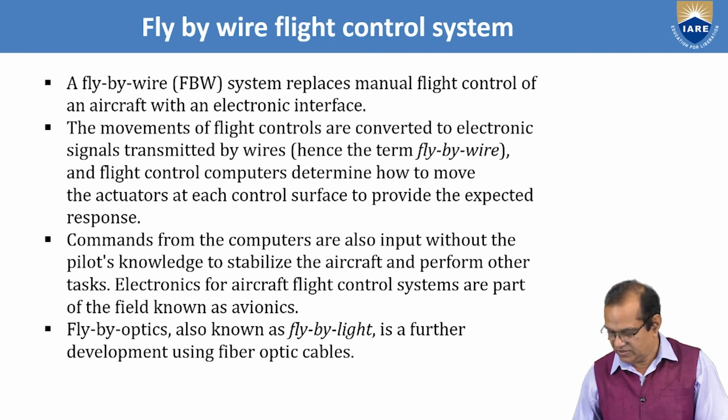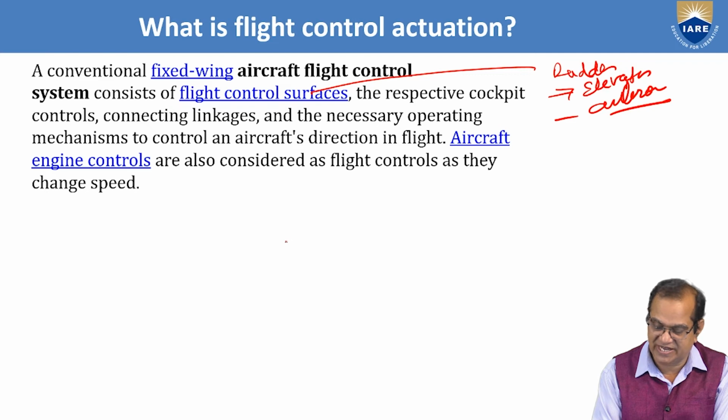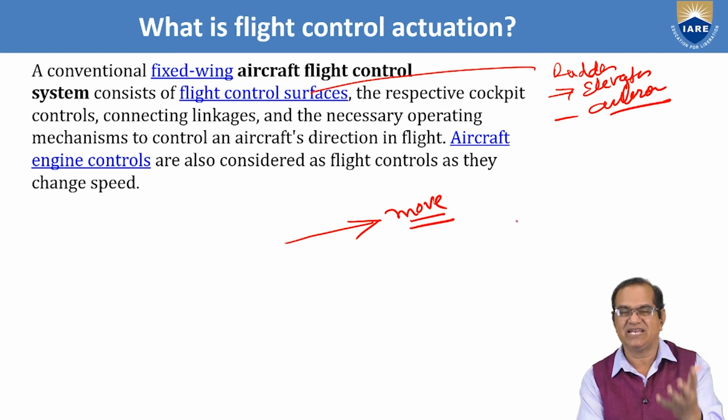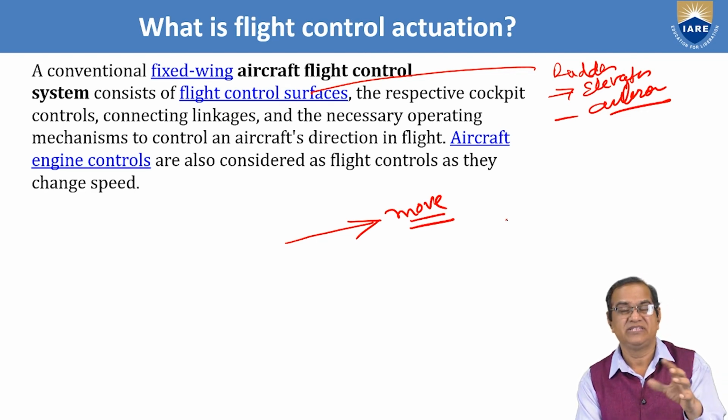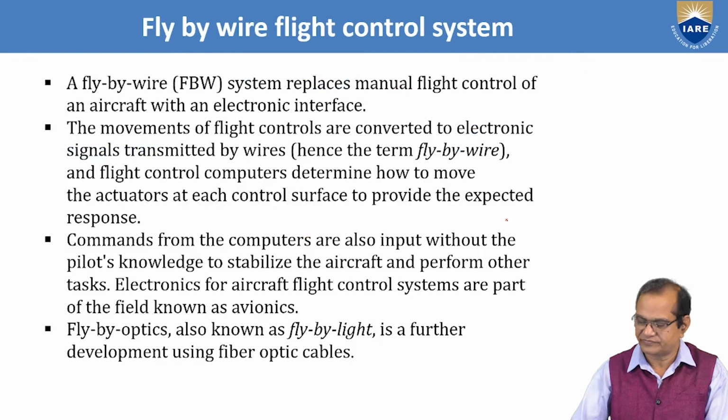What is the meaning of actuation? This flight control has to be actuated. Actuated means it has to move with the help of mechanical, hydromechanical, electrical or a combination of these. Nowadays, fly-by-wire, autopilots, hydraulic jacks and hydraulic servo valves are used to actuate the flight control. So these things we have to understand.